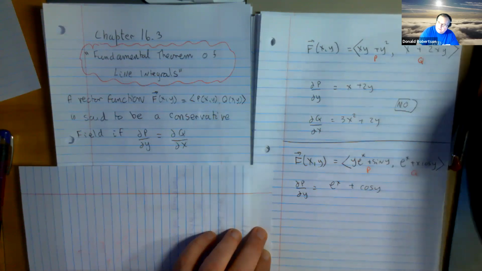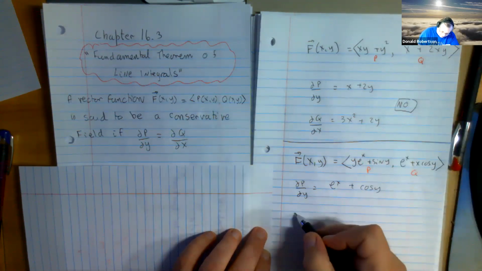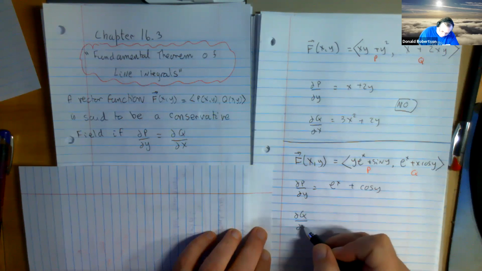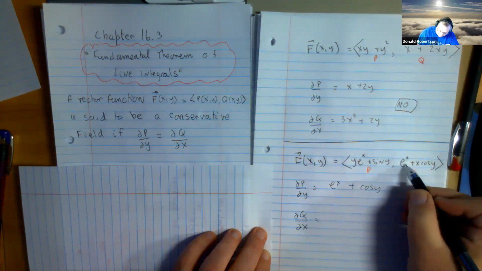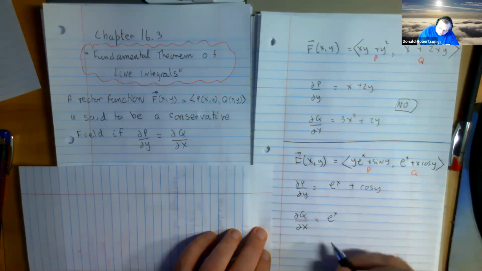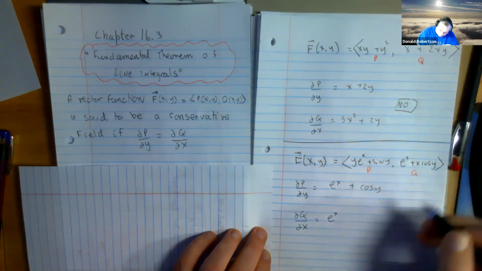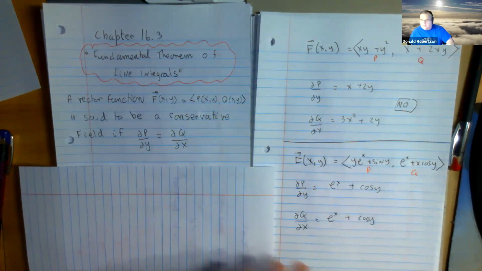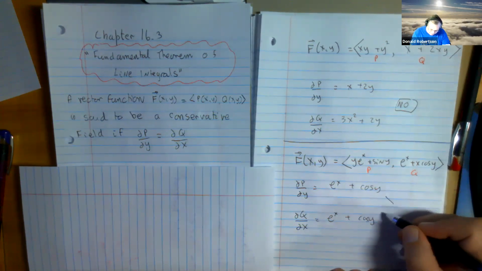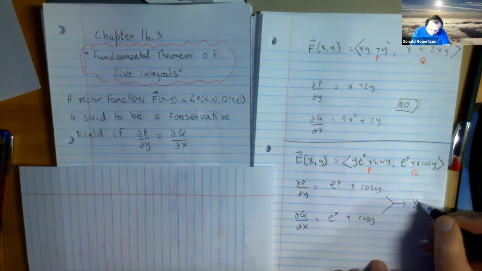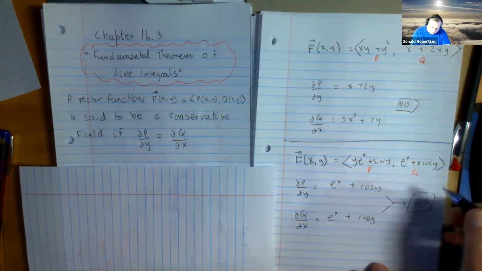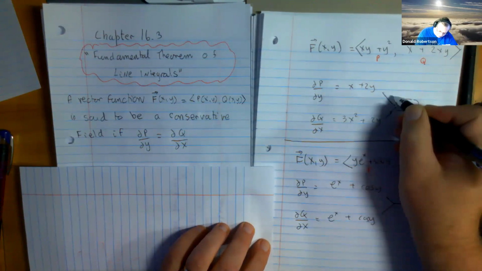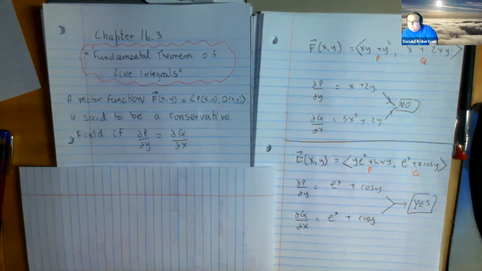Great. And now we'll do the other one, but with respect to x. With respect to x, e to the x gets you e to the x. And with respect to x, x cosine y gets you cosine y. And in this case, would you agree the answer is yes, it is a conservative field. Cool.